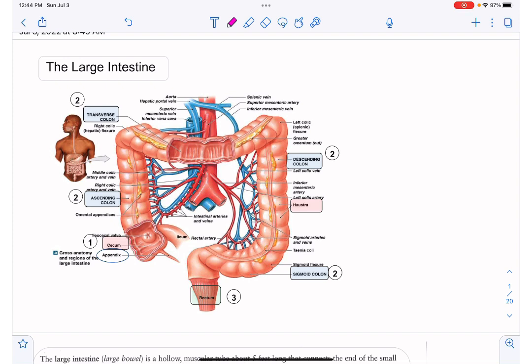So what is the job of the large intestine? Well, when it receives this indigestible food material, it is going to absorb remaining water. It's going to absorb remaining electrolytes. And all the while, it's going to be compacting this indigestible food material into a semi-solid state that we call feces, that we call a stool. So it's basically preparing this indigestible food material to be eliminated from the body through a process called defecation.